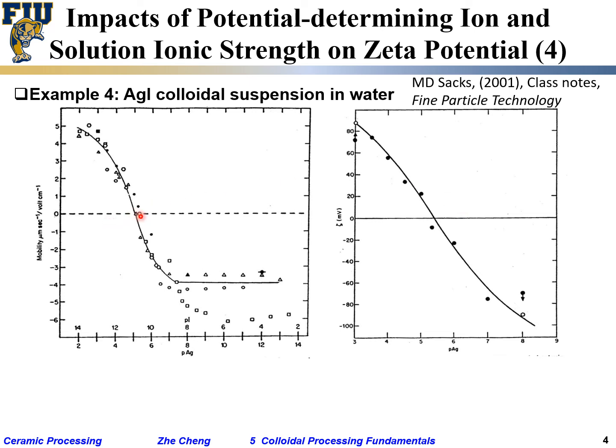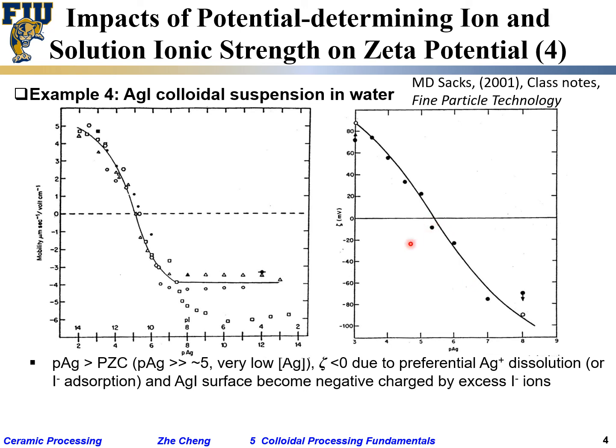Because for mobility, you need an electrical field. In order for it to move within an electrical field, it has to be charged. If it's charge neutral, you put an electrical field there, does it move? Zero zeta potential means you are almost close to charge neutral. Charge neutral, you put an electrical field, does it move? It doesn't move. So that's why it has very low mobility. Make sense?